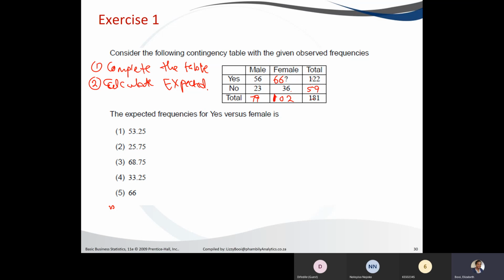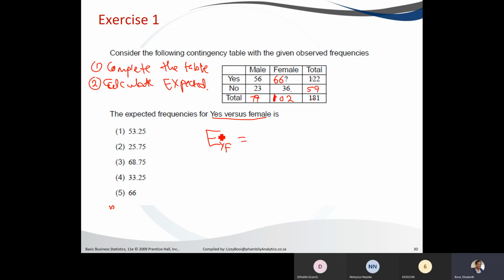Now, since we have all this, we can calculate the expected values. Did you calculate the expected value for all of them? I told you to calculate for all of them. Remember that? For 56, for 66, for 23, and for 36. But for now, I want you to give me the expected value for yes and female.